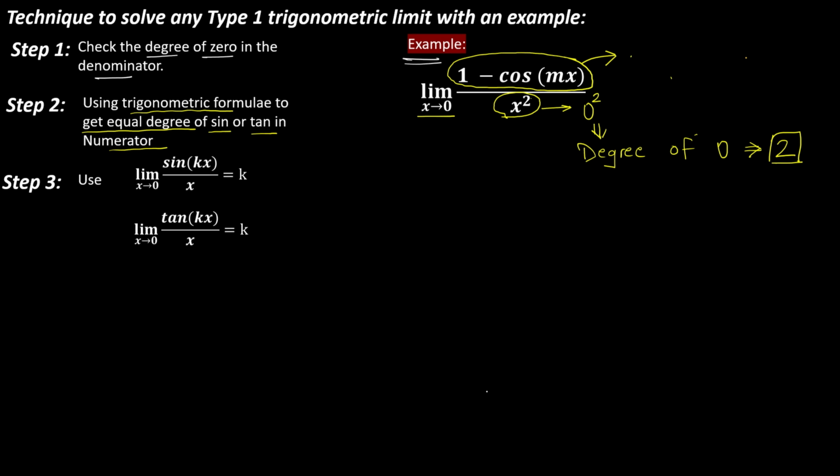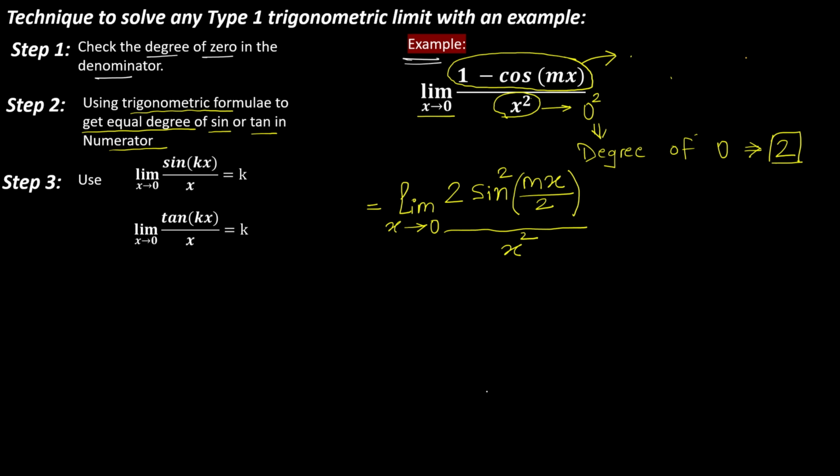Okay, so let's try to solve this limit. This limit will become limit x tending to 0 of 1 minus cos mx. As we looked at in the previous slide, 1 minus cos is 2 sine square of mx divided by 2. The angle becomes half, so that mx becomes mx divided by 2, divided by x squared.